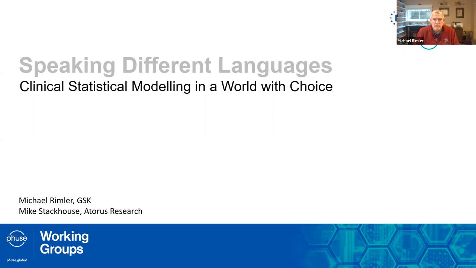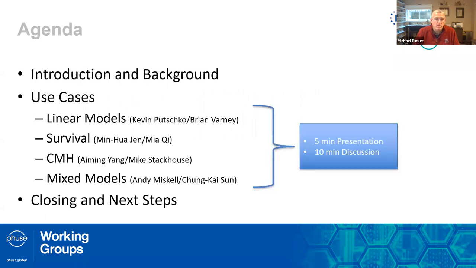We can move to the next slide, Mike, and I will go through what we expect for the agenda today. We'll start with an introduction and a background on the PHUSE Working Group project. And then the meat of the conversation today is really focusing on the use cases. So we'll have Kevin and Brian lead a discussion on the work that they did within linear models. Minhua and Mia will talk about survival analysis, and Mike will then turn to CMH, and we will round out with Andy and Kai on mixed models.